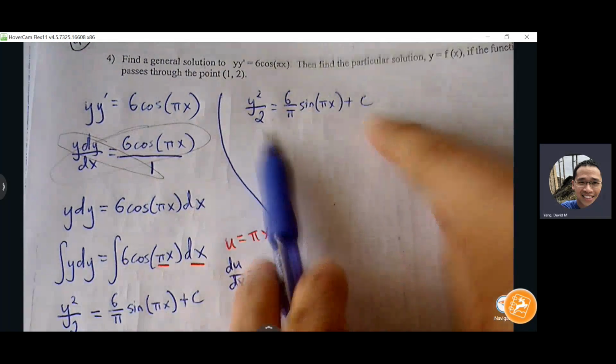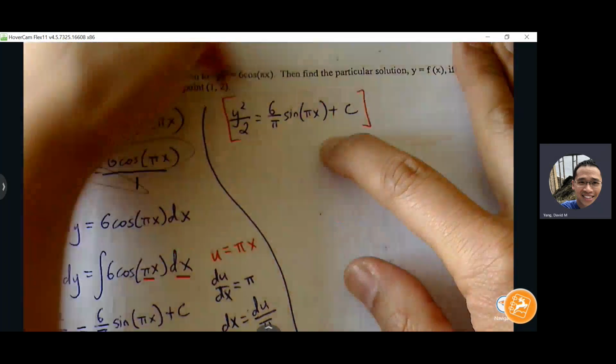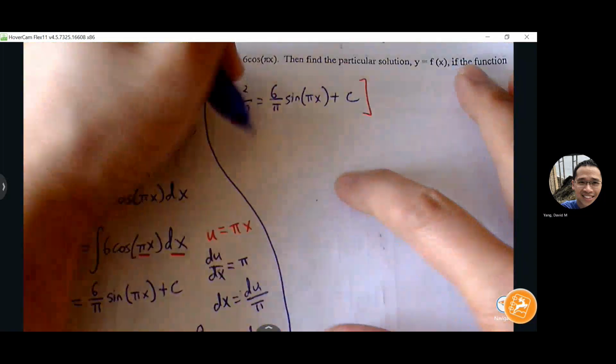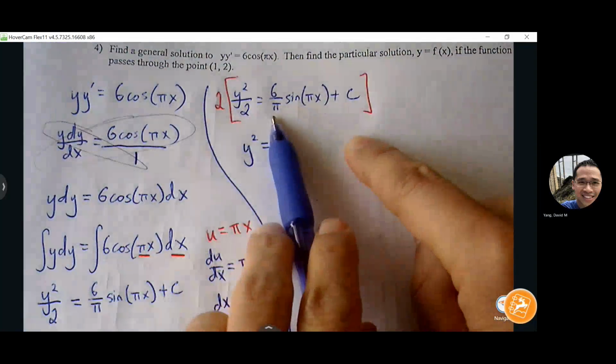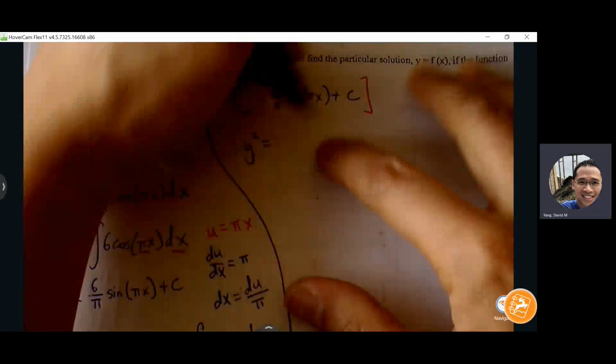So I'm going to just get rid of that 2 here. And by get rid of, I just mean multiply everything through by 2 so I can maintain balance. So distribute 2 through, I get y squared is equal to, what does this term turn into? 12 over pi.